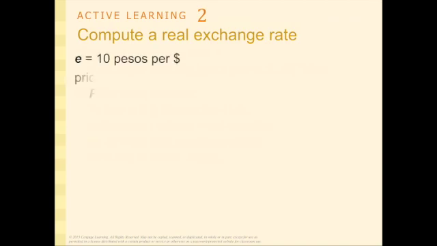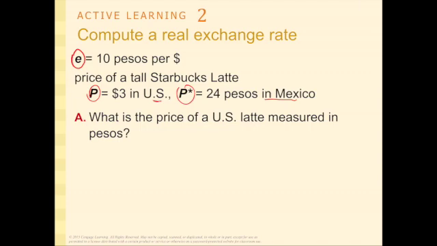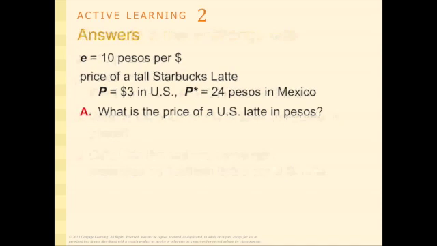Let us do a couple of learning activities. So let us start with a case where we have a nominal exchange rate of 10 pesos per dollar. The price of a Starbucks latte is P in the US and is equal to 24 P star in Mexico. What is the price of a US latte measured in pesos? That's easy. We just multiply P times the exchange rate, and calculate the real exchange rate measured as Mexican lattes per US latte. In any case, this is the numerator, we have to compute it.